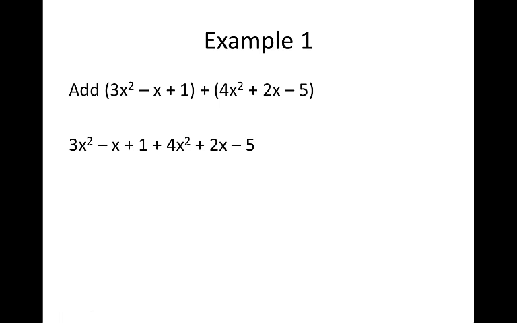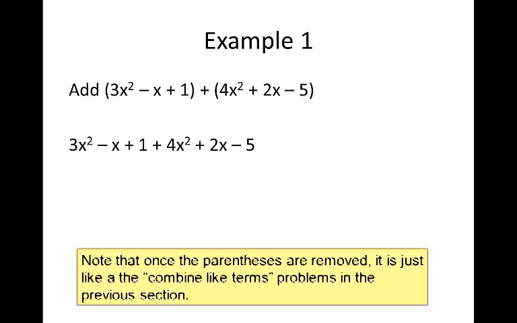These parentheses often emerge in application problems where these actually used to be big fat letters, maybe revenue or cost or something like that. So now just combine your like terms. 3x squared and 4x squared is 7x squared, and then negative x plus 2x is plus x, and then a 1 and negative 5 is minus 4.